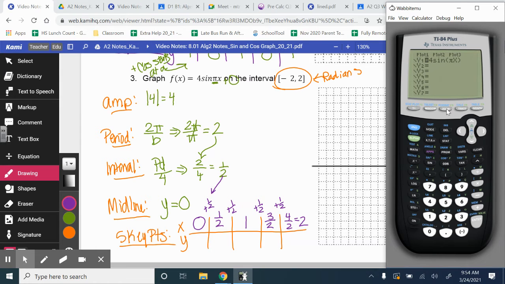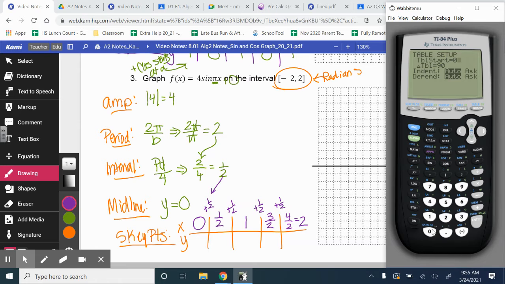And again, just look at your graph. You're going to hit zoom trig. That'll reset it now that we're in radian mode. So you can see we're seeing more of these curves because our frequency, our b value, is high right there. So now I'm going to go over here and, oh, I didn't change this.